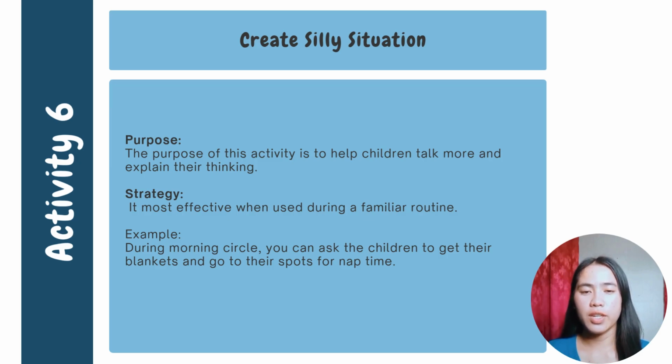The sixth activity is to create a silly situation. The purpose of this activity is to help children talk more and explain their thinking. You can use a strategy like changing what you usually do during a familiar routine. For example, during morning circle, you can ask the children to get their blankets and go to their spots for nap time. This creates an opportunity for the children to explain the absurdity of the situation. When you create a silly situation, you are encouraging children to verbalize an explanation, which contributes to language development.